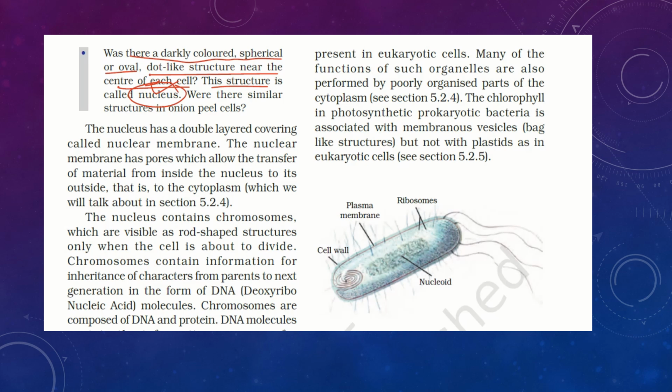So what is the nucleus? Now we will discuss it in detail. The nucleus has a double-layered covering called the nuclear membrane. The nuclear membrane has pores which allow the transfer of material from inside the nucleus to its outside. Just as materials are transferred across the plasma membrane, inside and outside the cell, materials also move between the nucleus and the cytoplasm, which we will talk about in the next section.